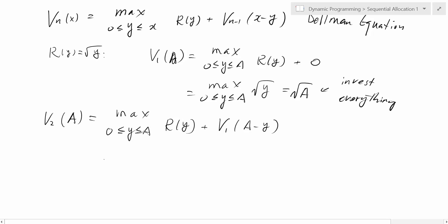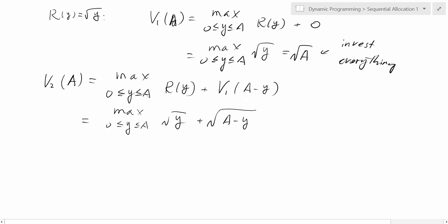So now let's plug in the formula. We already know v1, so this is going to be the maximum over y less than or equal to a, bigger than or equal to 0, of root y plus square root of a minus y. Again, we have a calculus problem. We maximize a function over a closed interval with the parameter a inside. So we do the calculus on the side. Let's call this function f of y, which is root y plus square root of a minus y, and we want to find its maximum value.